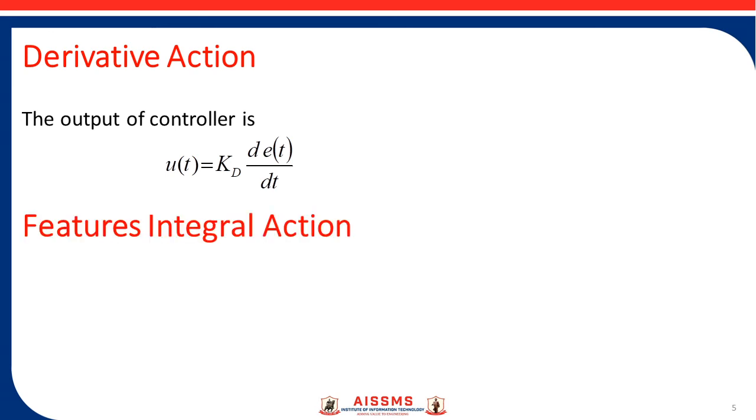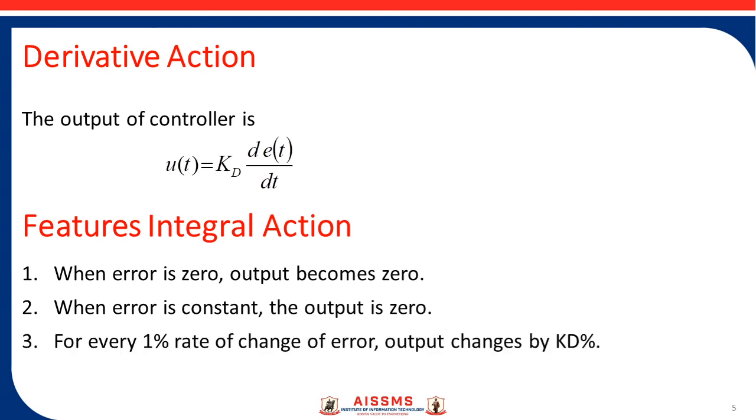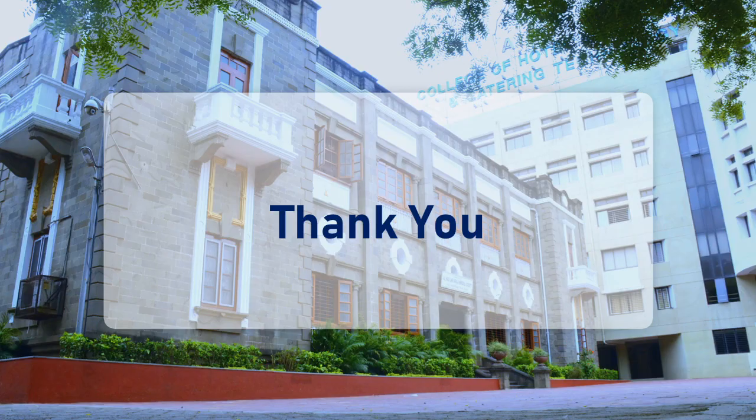Now the features of derivative action are: when error is 0, output becomes 0. When error is constant, output is 0. For every 1% rate of change of error, output changes by Kd%. Thank you.